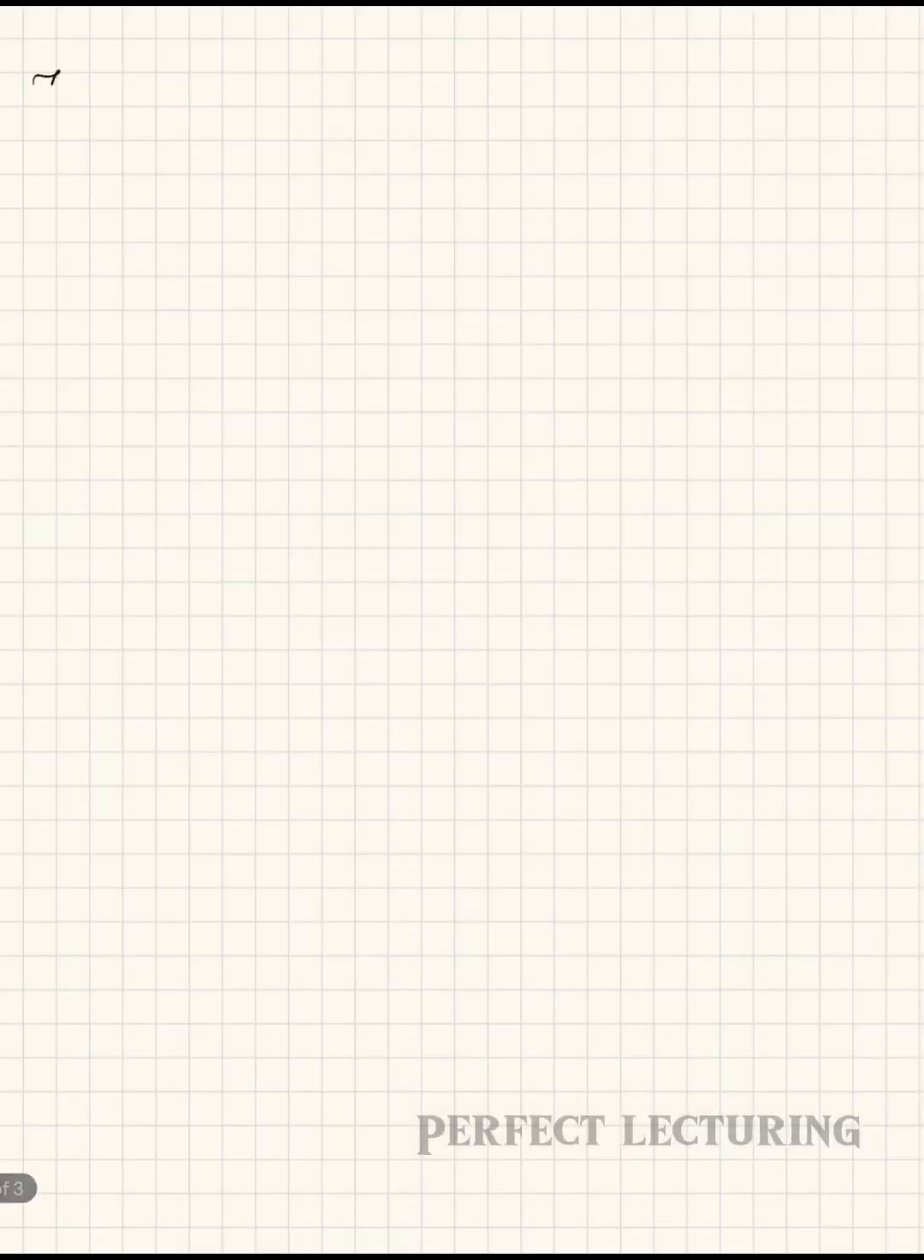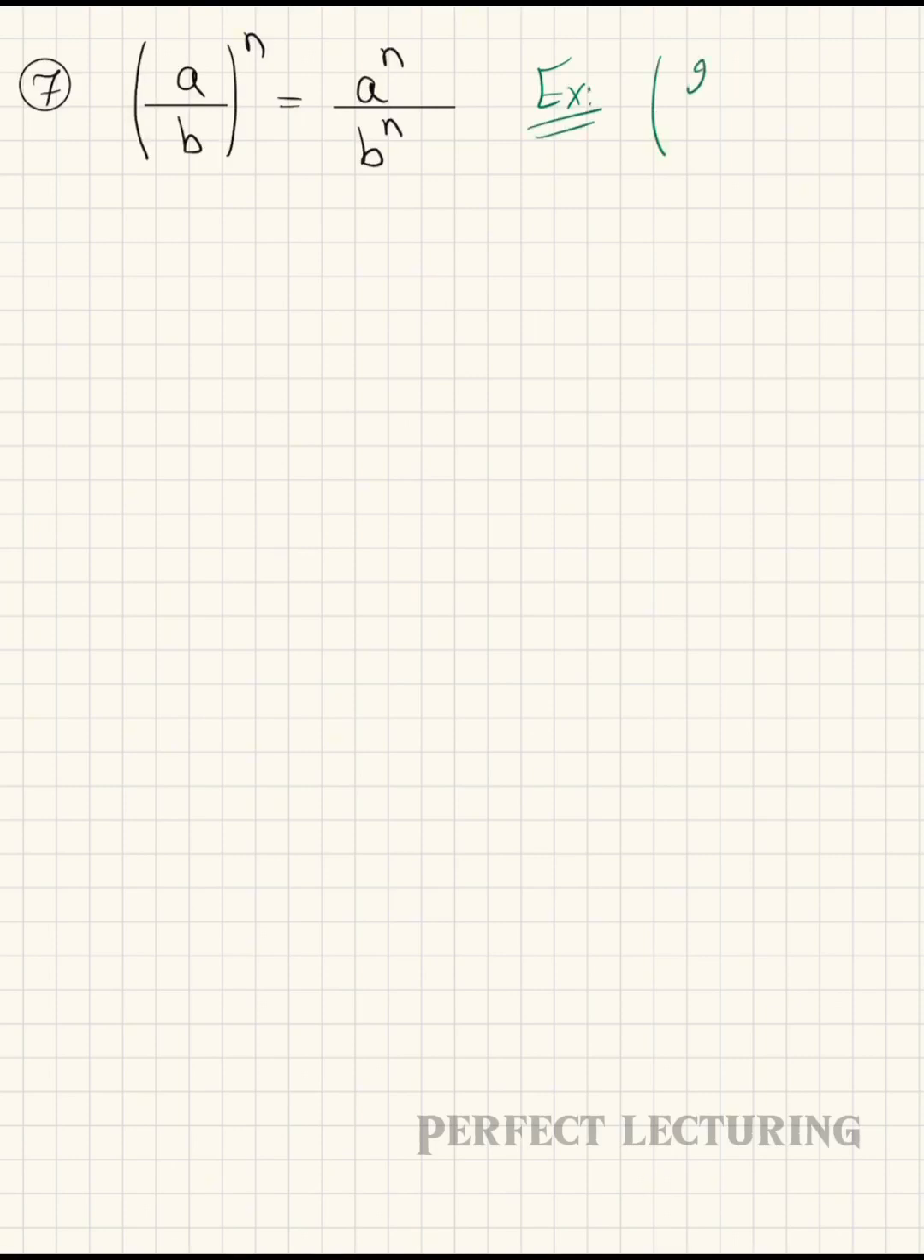Next, similarly, if I have a quotient, like a fraction, a over b to the power of n, I can also distribute the exponents: a to the power of n over b to the power of n. As an example, very quickly, if I have 2 over, let's say, x to the power of 5, that is equal to 2 to the power of 5 over x to the power of 5.